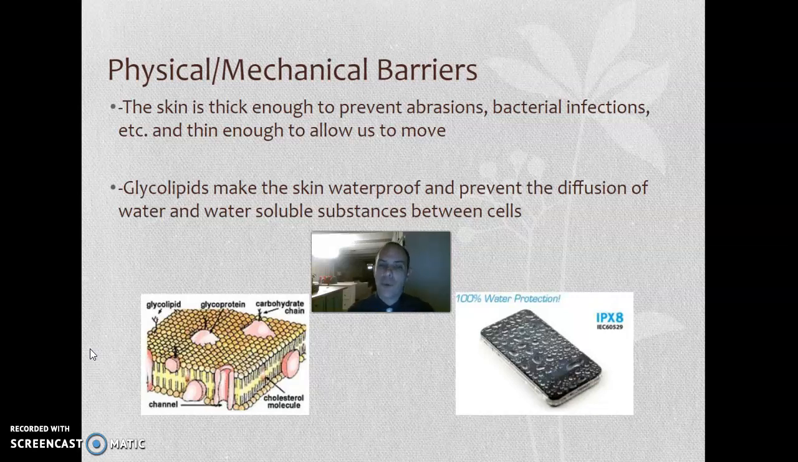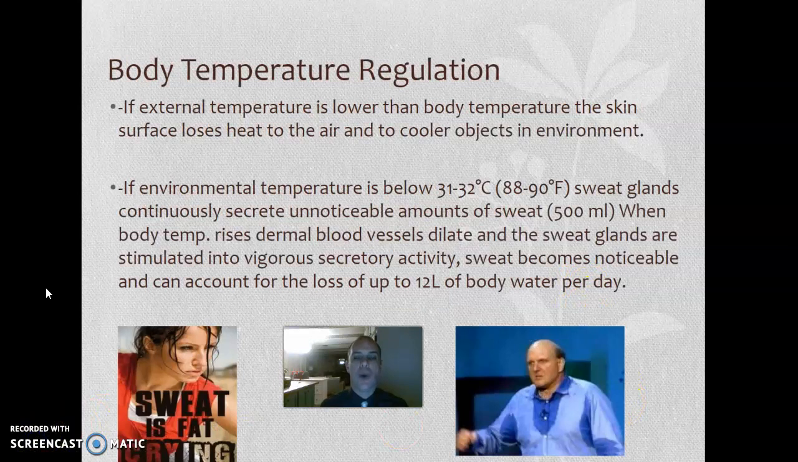Okay, you're like, well, our skin's not waterproof. Well, think about it. You can swim or sit in a bathtub for hours and not blow up and absorb the water. So there's very little movement of any water moving in and out of your cells. That's why this picture's down here. 100% water protection.